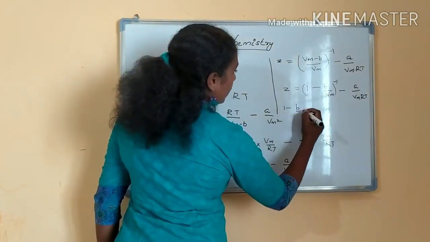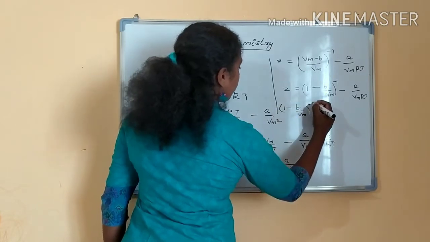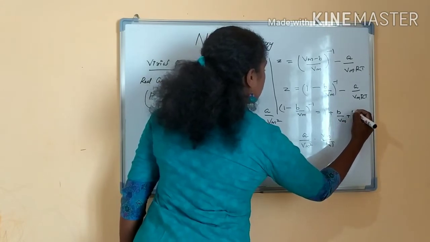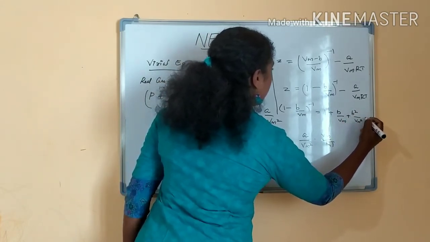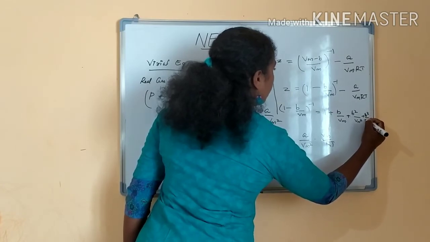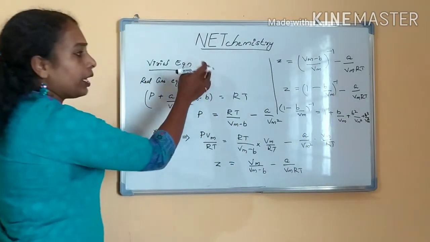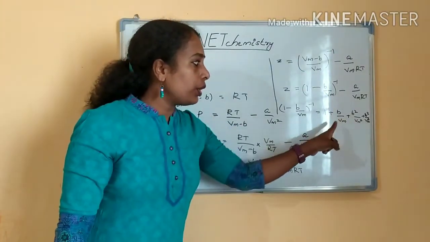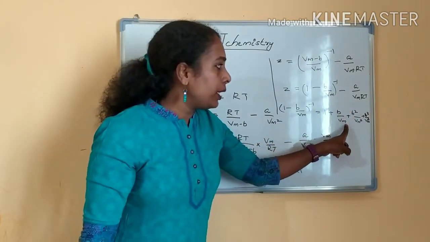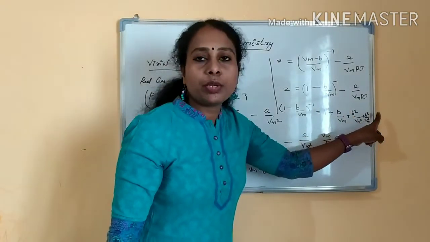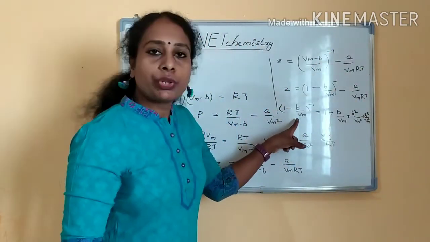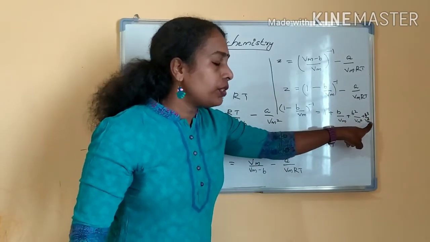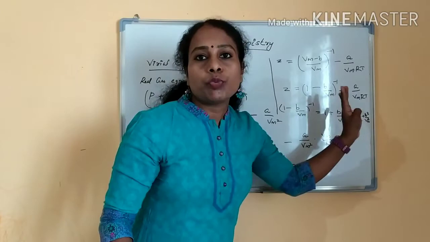1 minus B by Vm raised to minus 1 is nothing but 1 plus B by Vm plus B square by Vm square plus B cube by Vm cube. Should I write it here? I will erase this and write it here. Okay, this is clear now. This is what you are going to get as the solution: 1 plus B by Vm plus B square by Vm square plus B cube by Vm cube, etc. So what is this? This is the first virial coefficient, second virial coefficient, third virial coefficient, and so on. This is what virial equation.